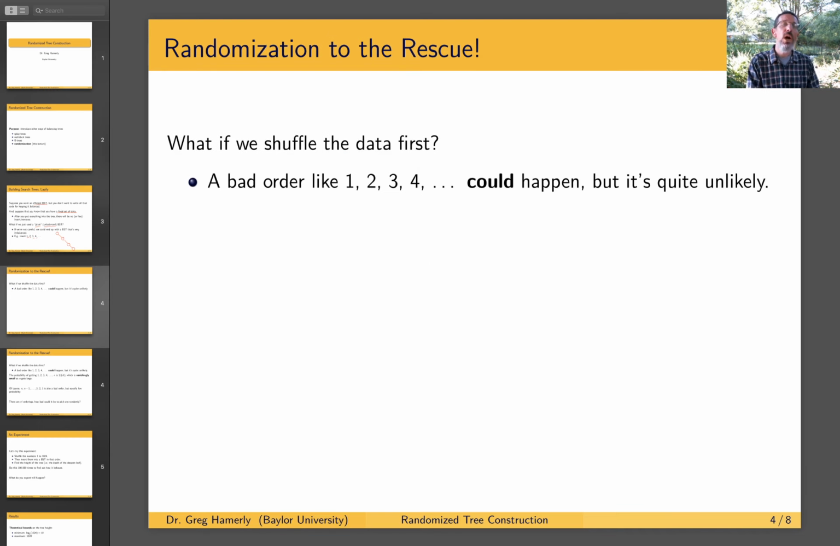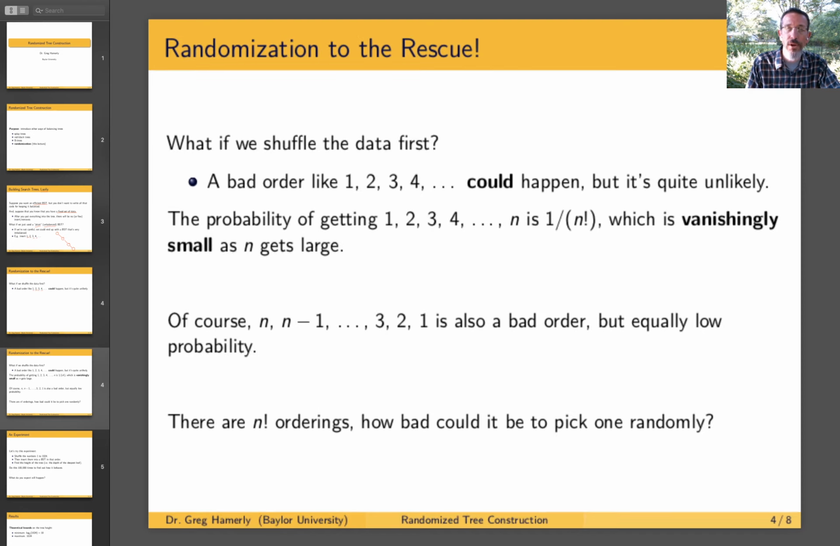However, what if we shuffled the data before we inserted it? And when we say we shuffle the data, we mean we take all the data that we're going to insert, and before we insert it, we shuffle its order. If we did that, it could happen that after we shuffle it, the order is still 1, 2, 3, 4. That could happen, but it's very unlikely, especially if the number of items that we have is very large. The probability of getting 1 through n in that order after shuffling, if you have a good shuffle, is 1 over n factorial. Now 1 over n factorial is vanishingly small as n gets large.